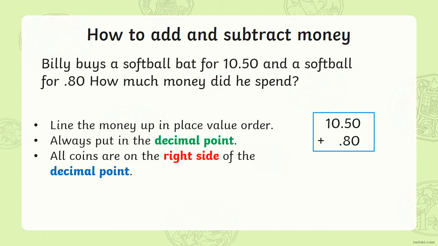$10.50 plus 80 cents. The cents coins are on the right side, the dollar note on the left side of the decimal point. We add, we get $11.30.